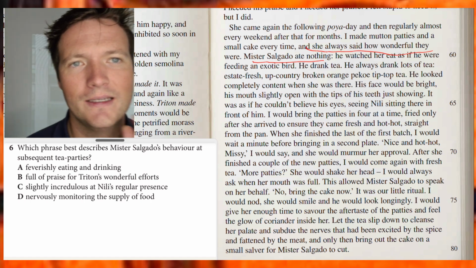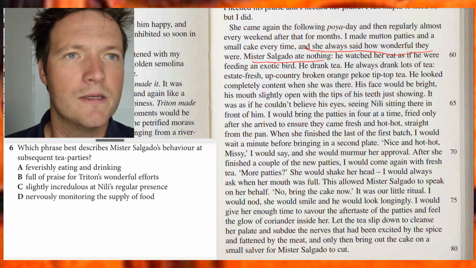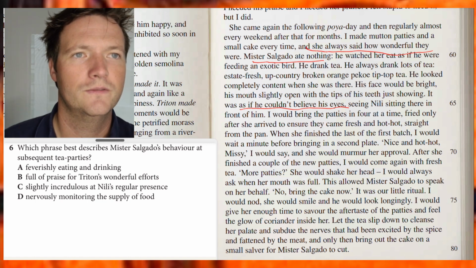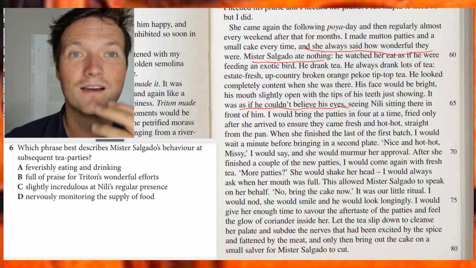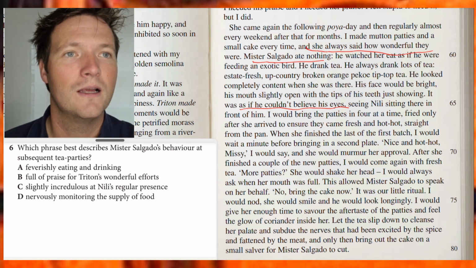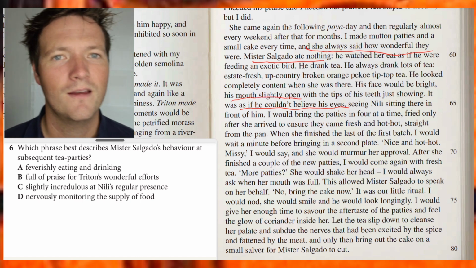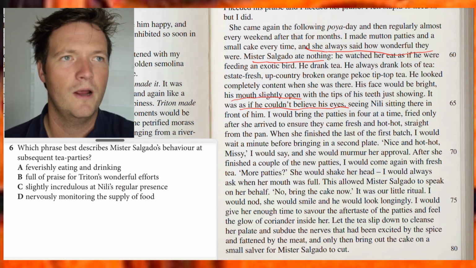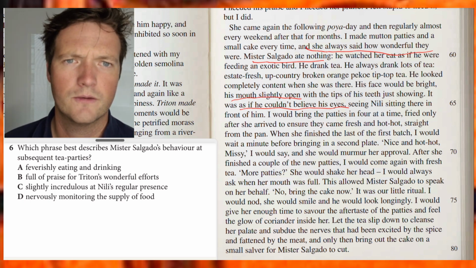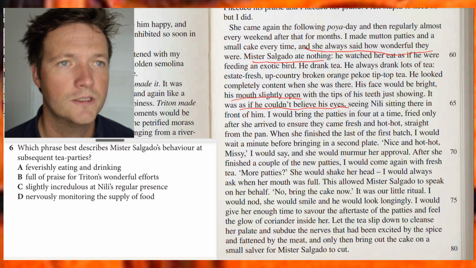Slightly incredulous at Nilly's regular presence, yeah. Yeah, he couldn't believe his eyes. As if he couldn't believe his eyes, seeing Nilly sitting there in front of him. Yeah, he's there with his mouth sort of open, the tips of his teeth, his mouth slightly open. Yeah, he just looks like he's shocked. He's completely enamored. Yeah, so I think it's probably C, right? What about D then? C sounds good to me. Yeah, D, nervously monitoring the supply of food.